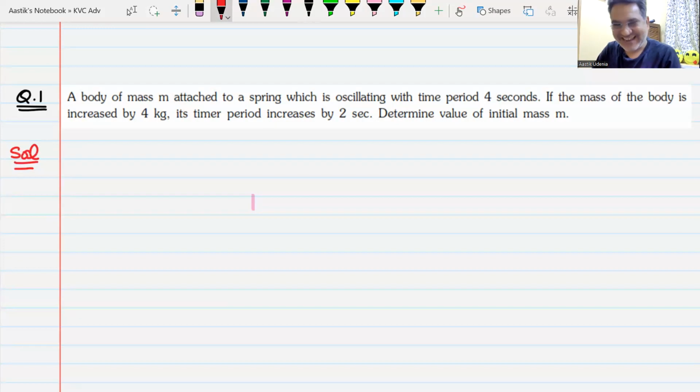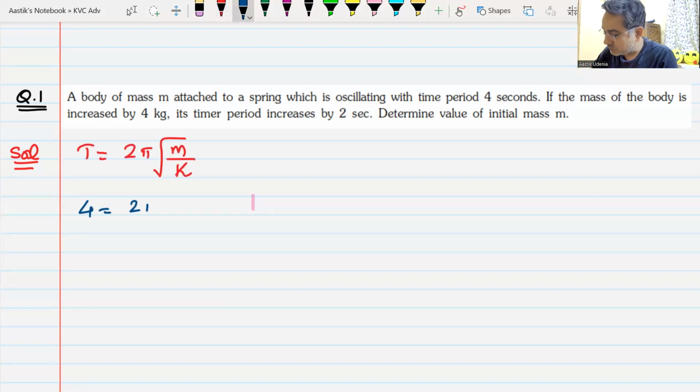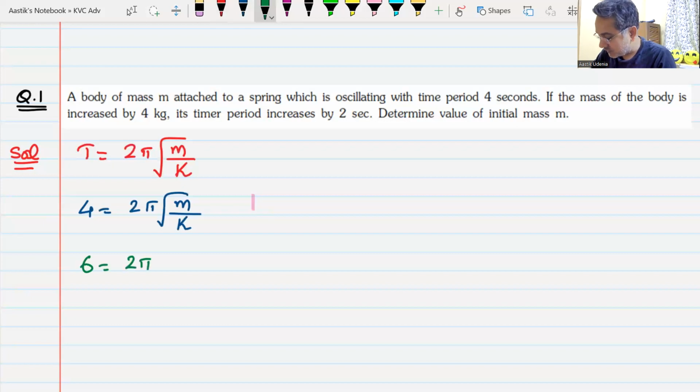Sir, I took the time period as increased by 2 seconds, so I took 4/2. The time period is 2 pi root over m by k. In the first case, the time period is 4 seconds, so read the question carefully. So 4 equals 2 pi root over m by k. Then it has increased by 2 seconds, so it becomes 6 seconds. 6 equals 2 pi root over (m plus 4) by k.